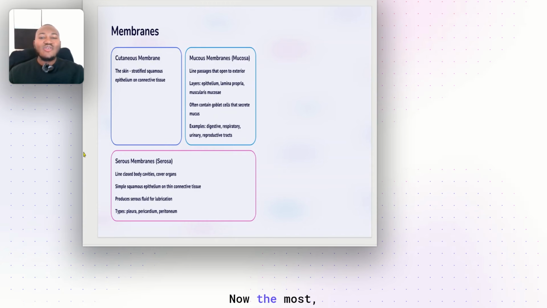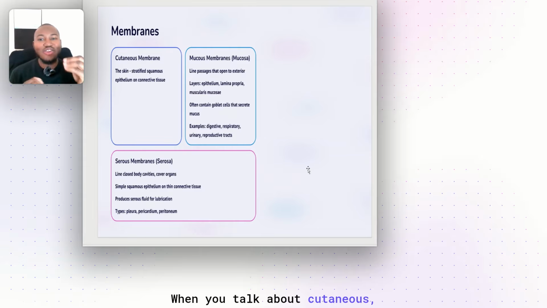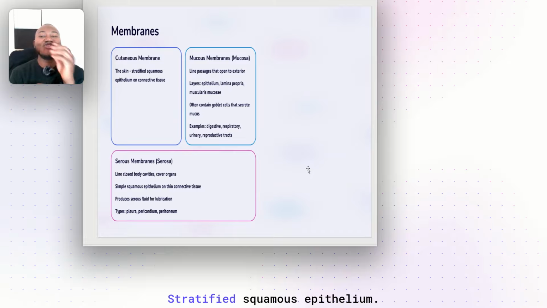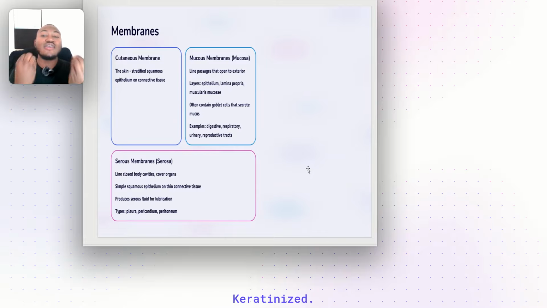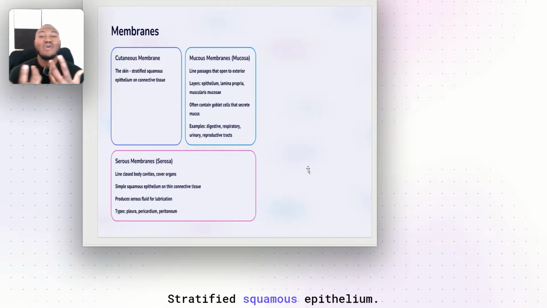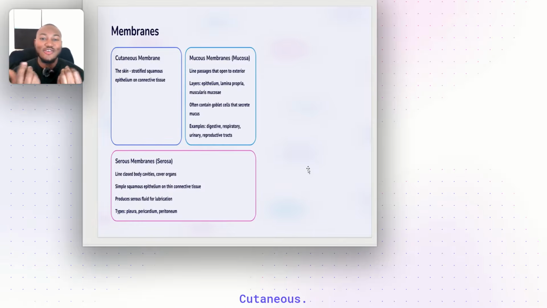All right? Now, one of the most important things you need to remember is membranes. There are three of them. We have the cutaneous, the mucous, and the serous. Very, very important for you to know this. Extremely important. When you talk about cutaneous, you're talking about skin. So what is it? Stratified squamous epithelium, keratinized. Cutaneous membrane.